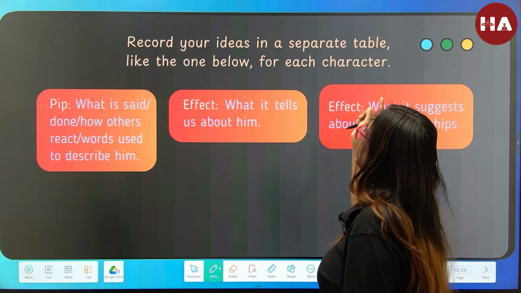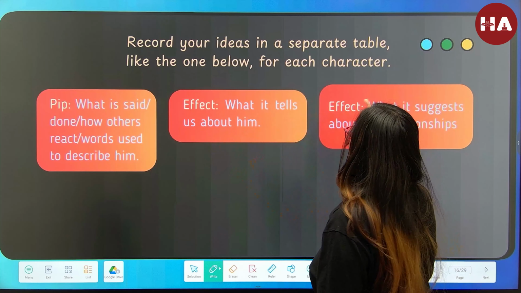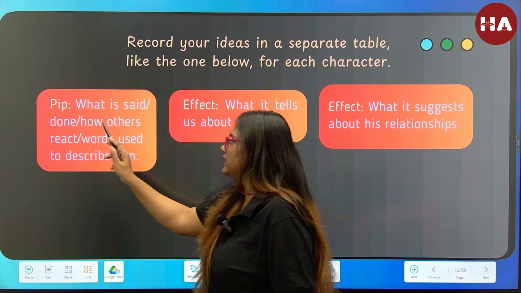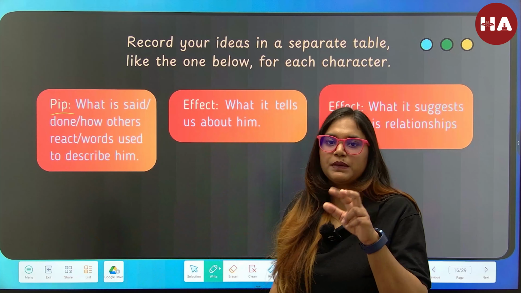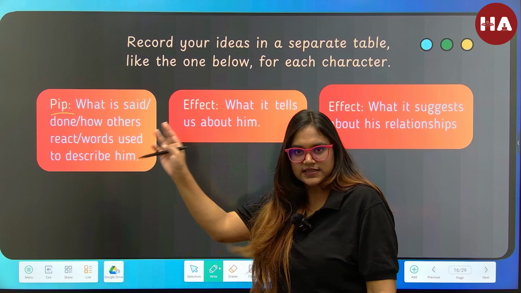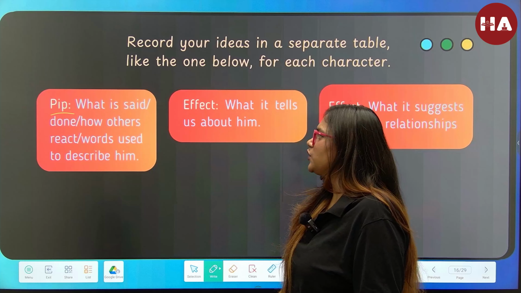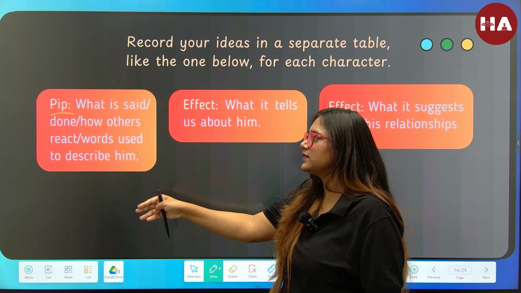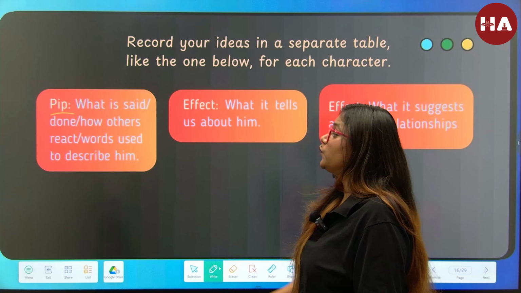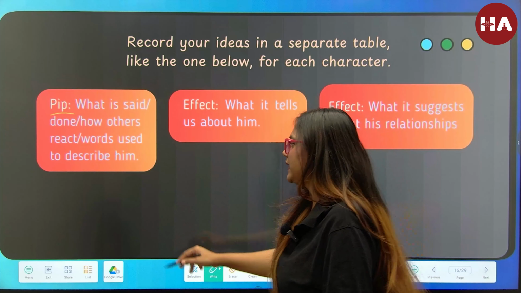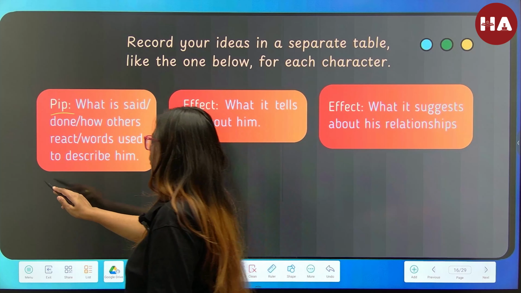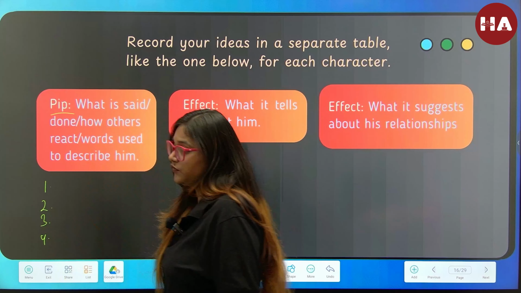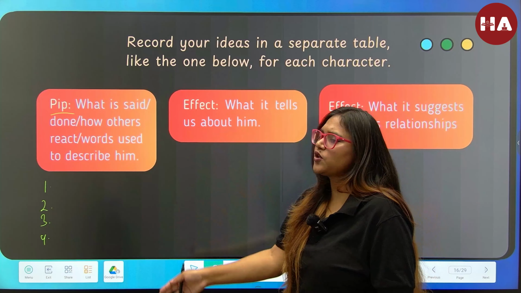Record your ideas in a separate table like the one below for each character. This is what you are supposed to do. You need to write about the character. There are two characters, Pip and Magwitch, in that extract. You are supposed to write what he said and did, how others react, and the words used to describe him. You need to write it here. In points, maybe you can find more than 1, 2, 3. So even if you find 4 or 5, analyze all of them.